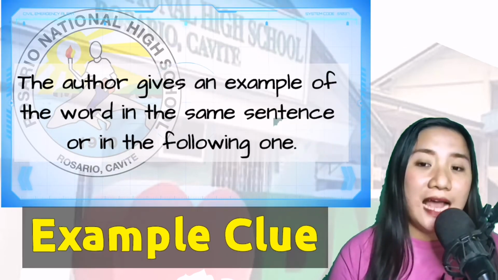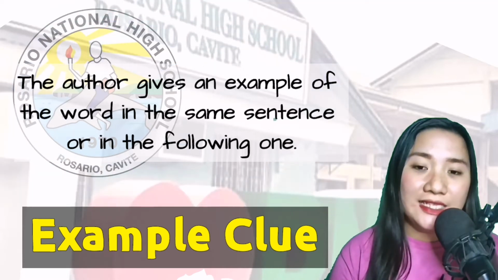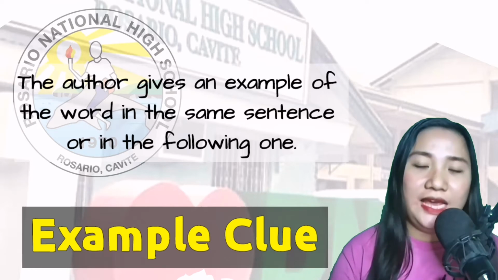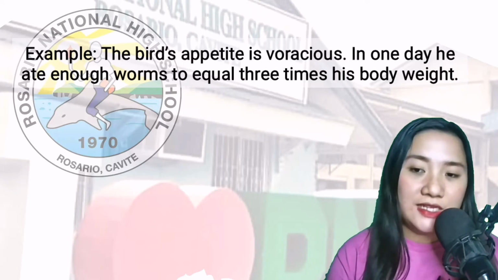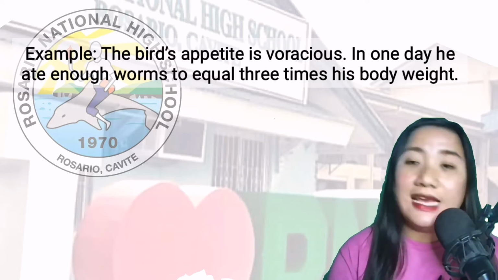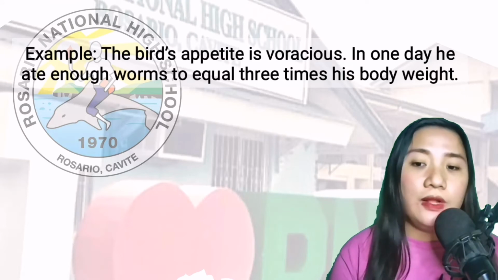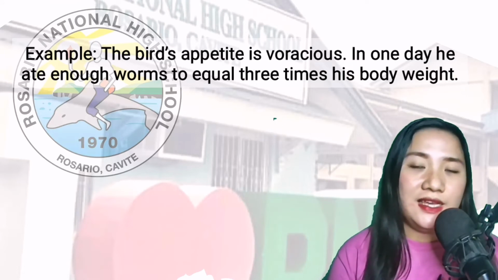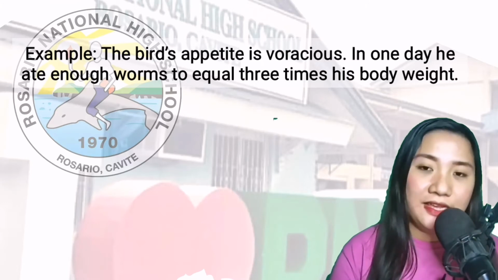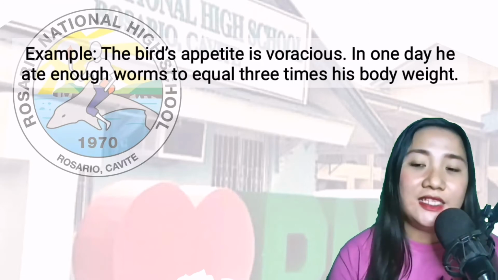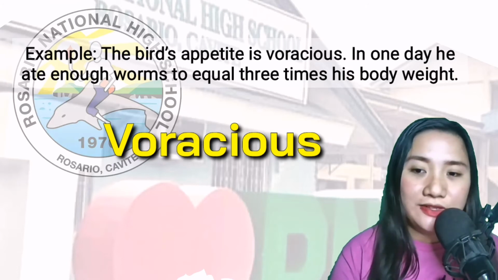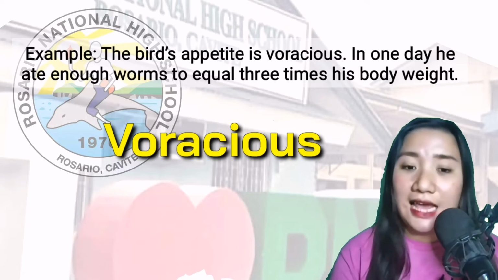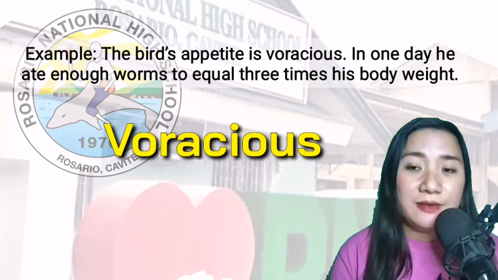The author gives an example of the word in the same sentence or in the following one. Okay, I'll give you an example. The bird's appetite is voracious. And in one day, he ate enough worms to equal 3 times his body weight. Now, what do you think is the unfamiliar word in the given sentence? Correct, it's voracious. Now, what do you think is the meaning of voracious? According to the example, in one day, he ate enough worms to equal 3 times his body weight. That is the example clue.